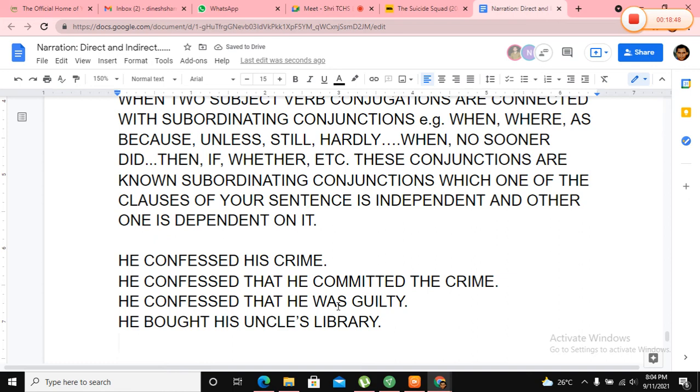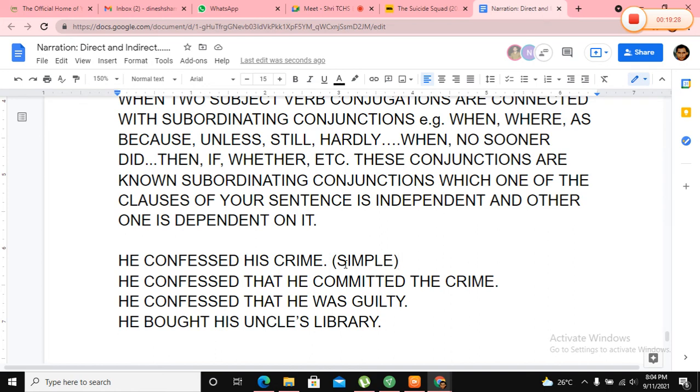He committed his crime is a simple sentence. You have changed it into a complex one. Then you have to think creatively a little bit, in the complex sentence mode. What he confessed, what he committed. He confessed that he committed the crime. He confessed that he accepted that he has committed the crime.